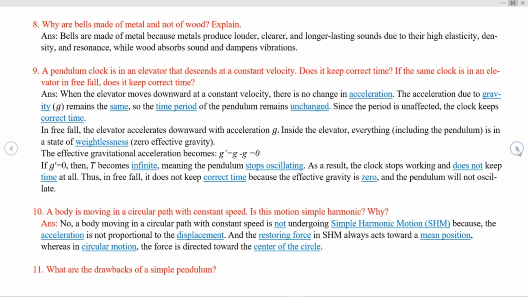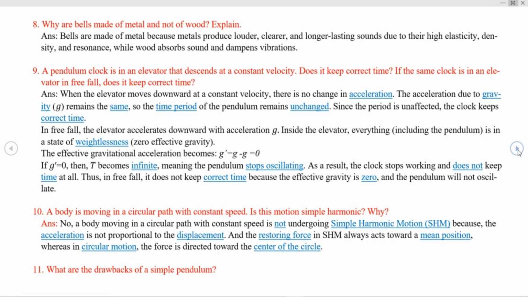Next question we have is, a pendulum clock is in an elevator that descends at a constant velocity. Does it keep correct time? If the same clock is in an elevator in free fall, does it keep correct time? When the elevator moves downward at a constant velocity, there is no change in acceleration, right?